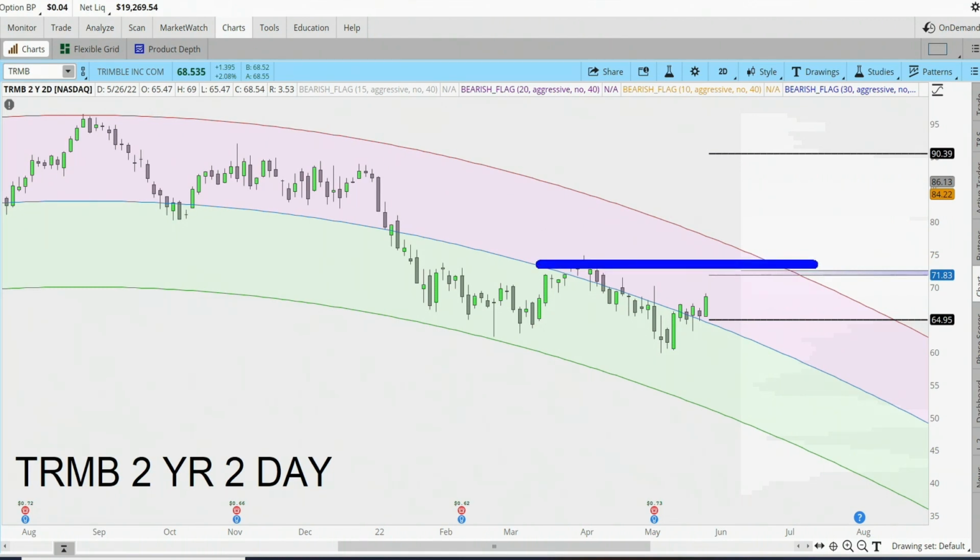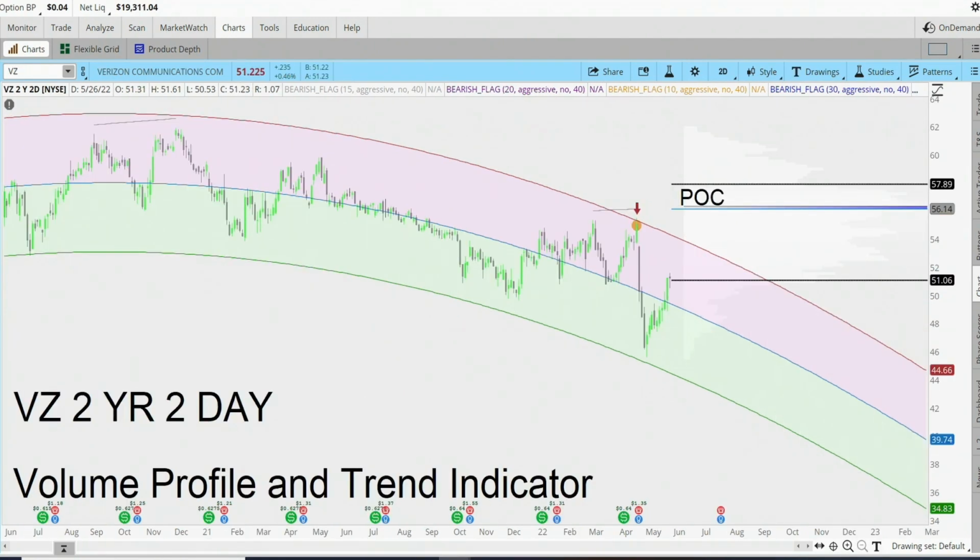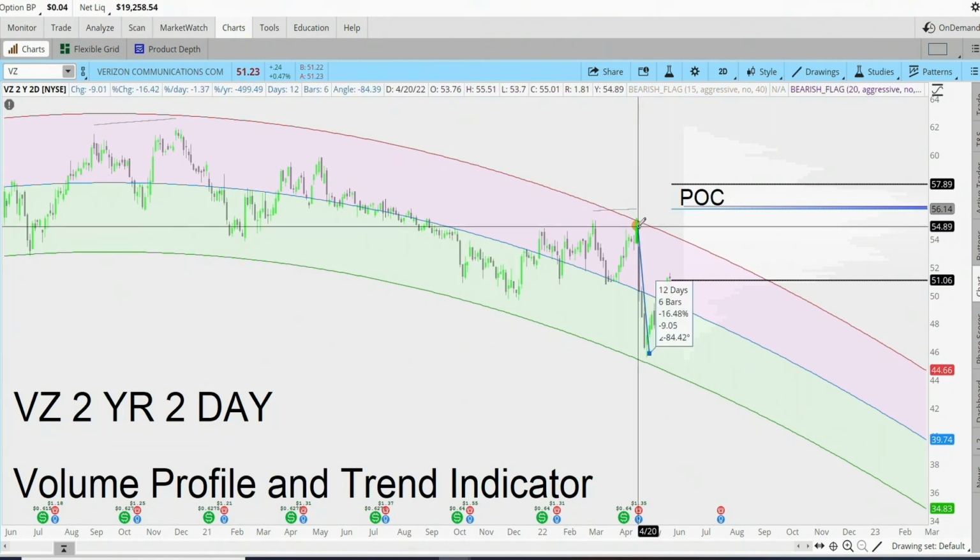TRMB, downtrending, looking for the point of control and its effects on stocks. We could see that price came up into this point of control and sold off over 18%. So if price comes back up into this resistance area, we'd be able to expect that it would sell off also, at least down to these lows, maybe even lower. Verizon, 2-year, 2-day, using the volume profile and the trend indicator really make a difference in your trading success. Trend indicator going down, point of control, a small divergence, and price sold off over 16%. And those are the trading results we want you to have using the trend indicator and the volume profile.